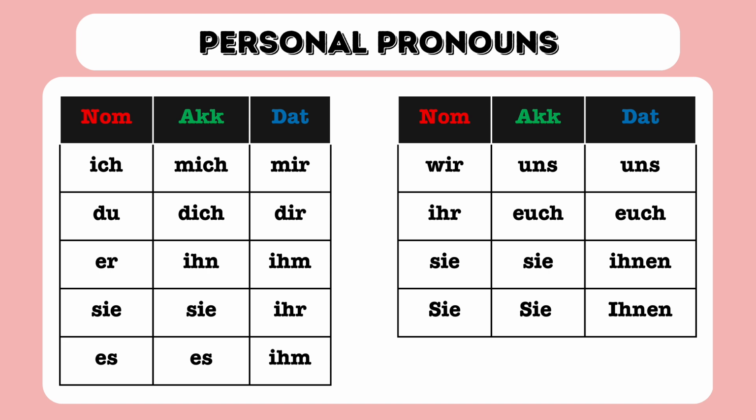Er changes to ihn and then ihm in the dative. Sie and es don't change between nominative and accusative, but sie becomes ihr in the dative, and es becomes ihm. The cool part about er, sie, and es is that if you take the last letter of each of these words for the pronoun, it will be the same as the der words chart that I've been showing you all along.